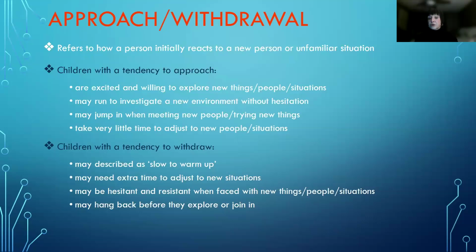Whereas a child with a tendency to withdraw, probably more like our cautious child in those three main areas of temperament, is often described as slow to warm up. They need some extra time and preparation to adjust to new situations. They may be hesitant and resistant, might need several introductions to something new, and they might hang back and really get the lay of the land before they explore or join in.